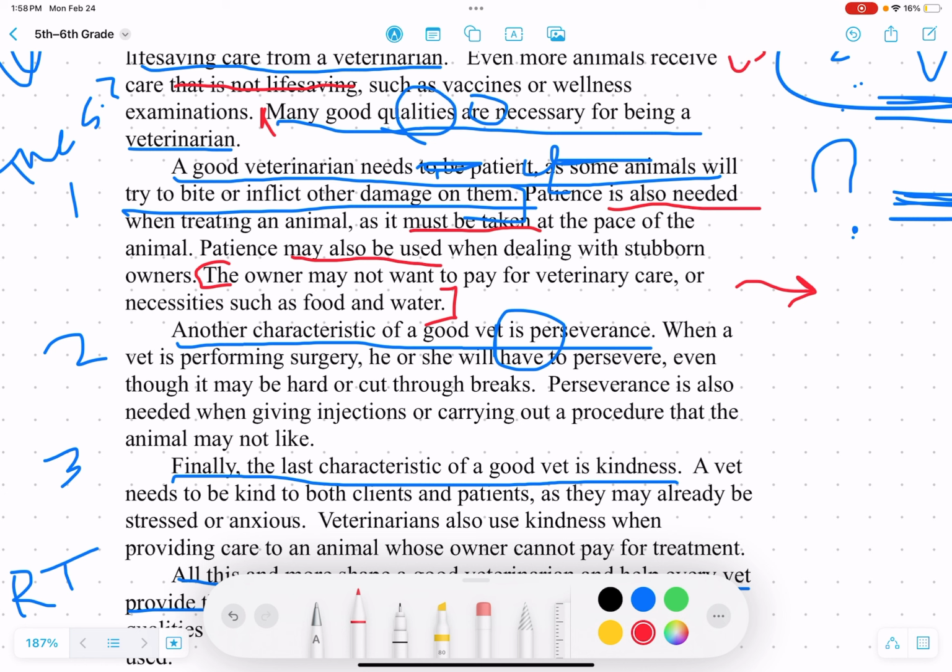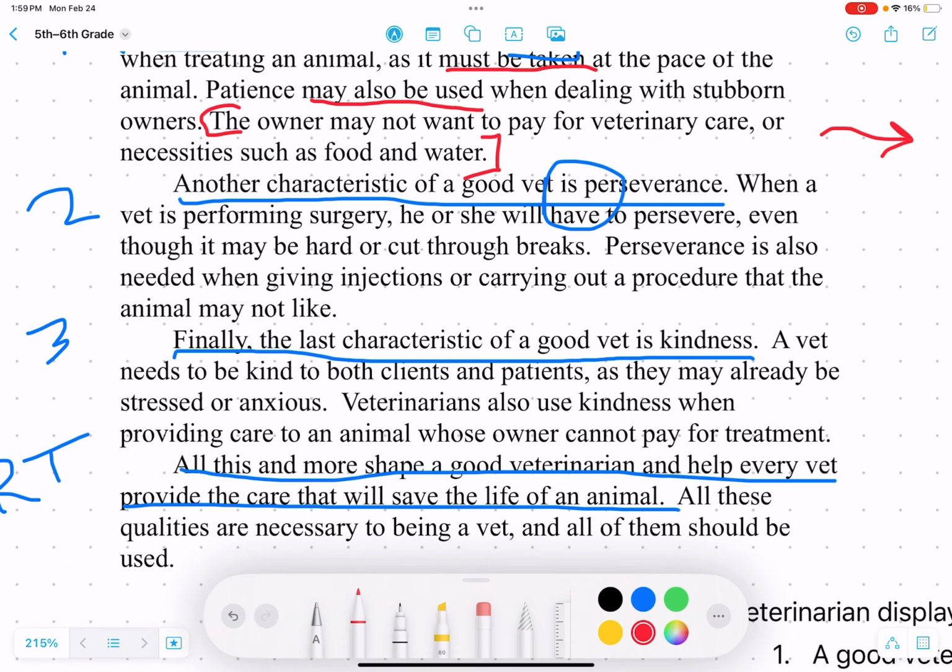And again, I just used passive voice. Patience is required. So a vet needs patience when dealing with owners. All right, so let's really try to work on getting rid of some passive voice here. That is hard in a topic like this, okay? But again, it will strengthen your paper.